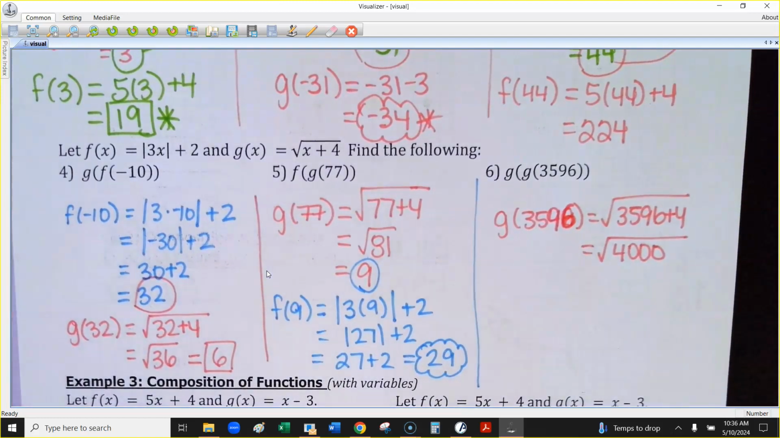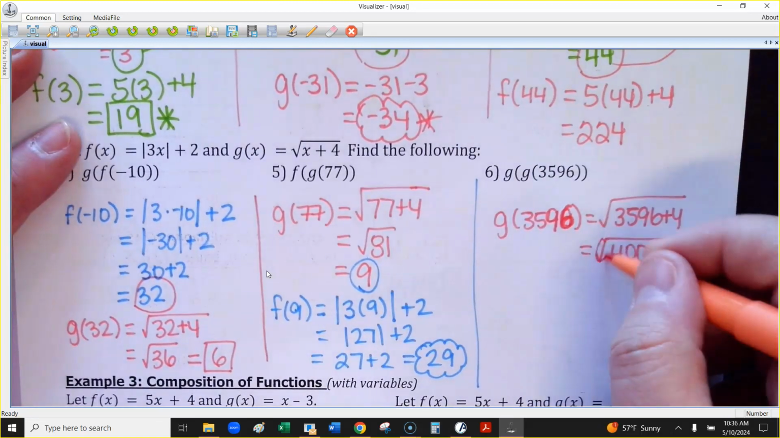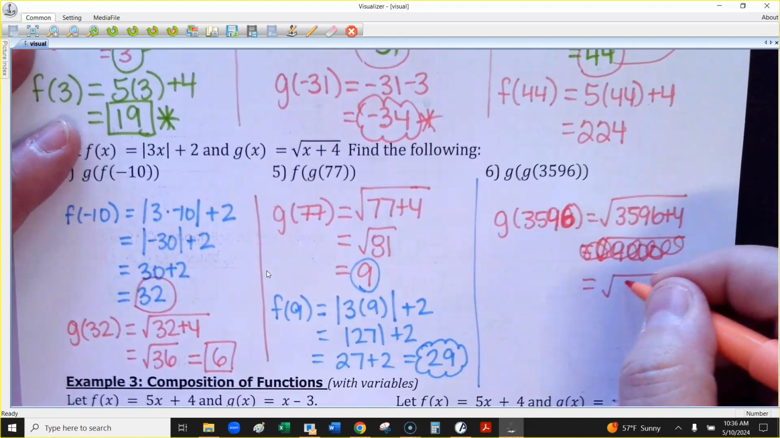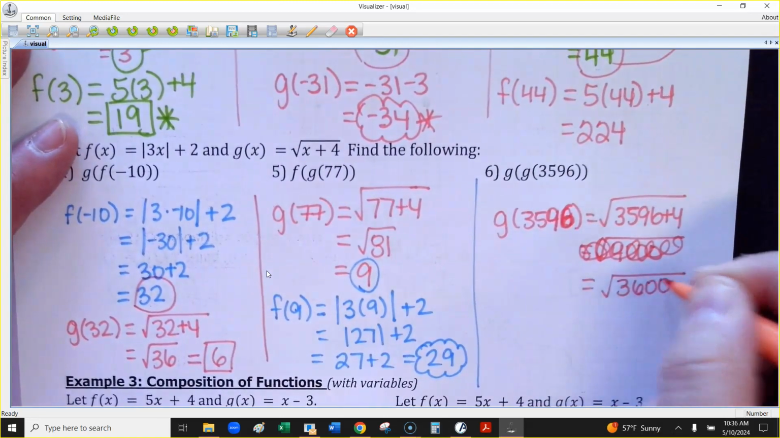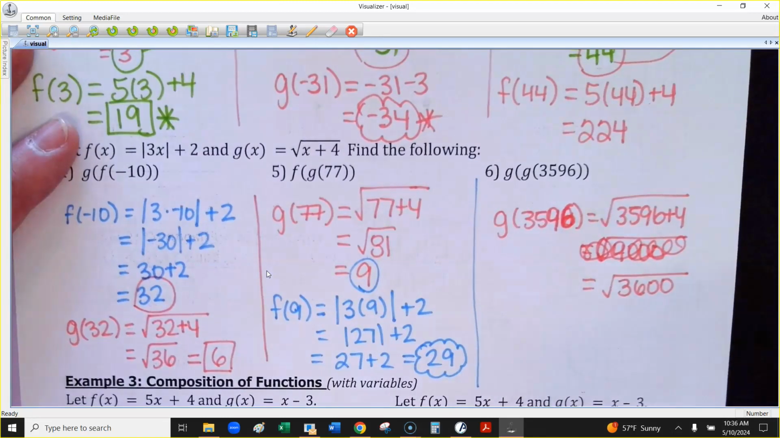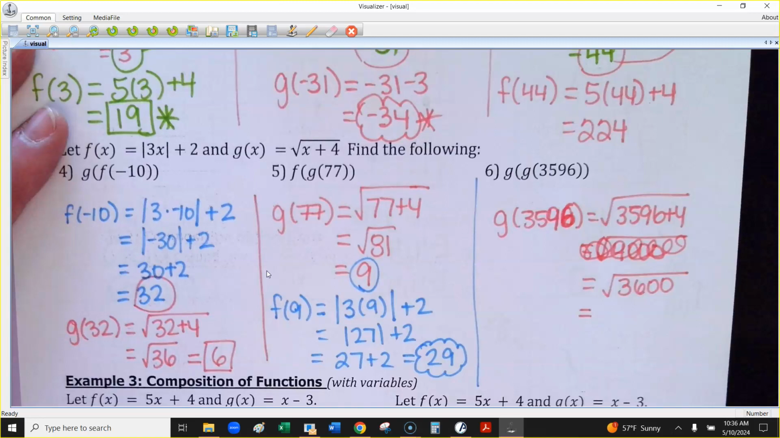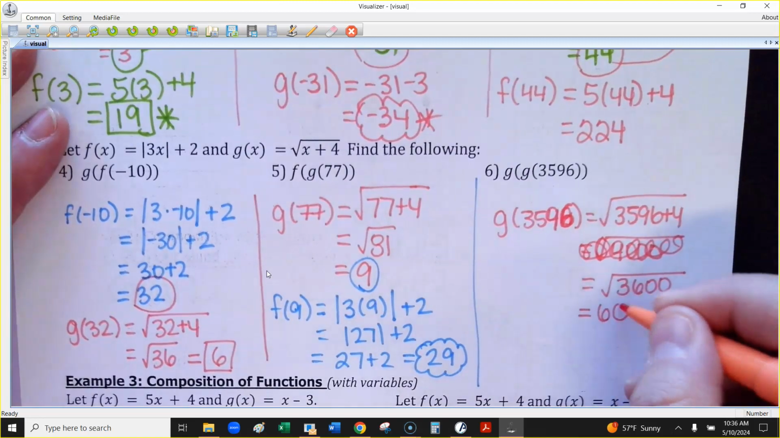Does anybody know the square root of 4,000? I don't know why I just wrote 4,000. I should be fired. Okay, square root, I'm sorry. Square root of 3,600, I cannot add apparently. That's super basic, I'm sorry. Does anybody know the square root of 3,600? 60, okay.